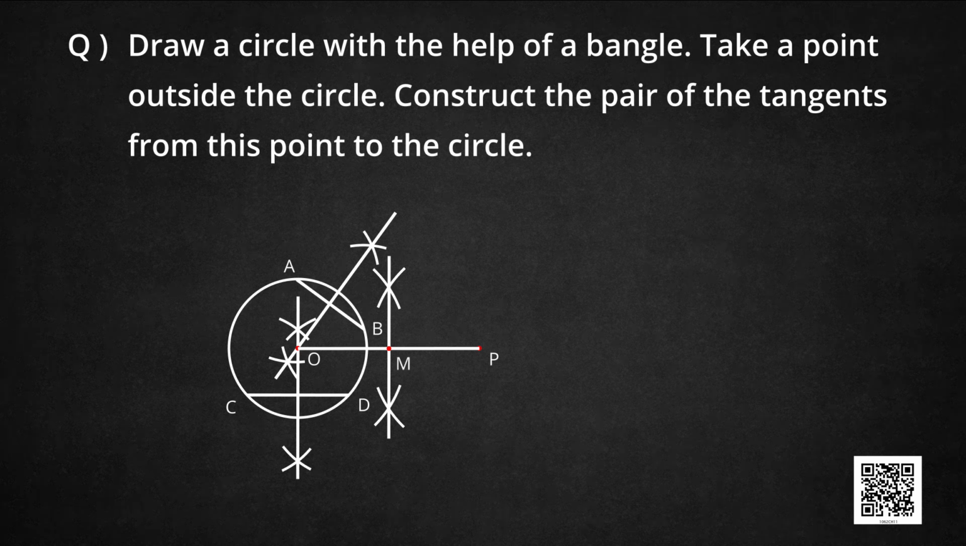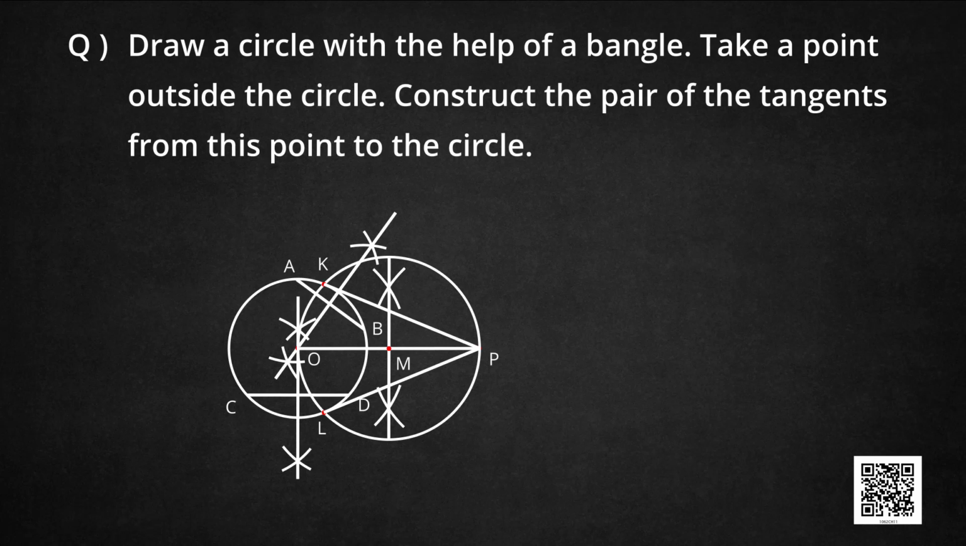With M as center and radius equal to MO, draw a circle which is cutting the previous circle at 2 points. Say K and L. Join PK and PL. So here we have got two tangents to this circle from the external point P.